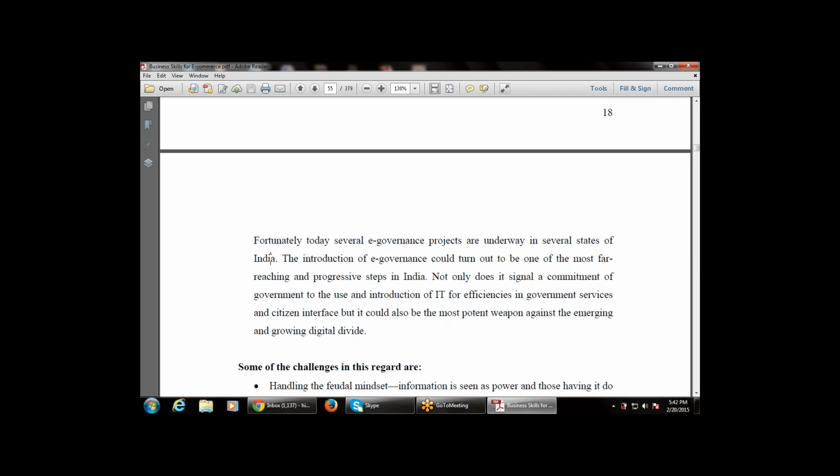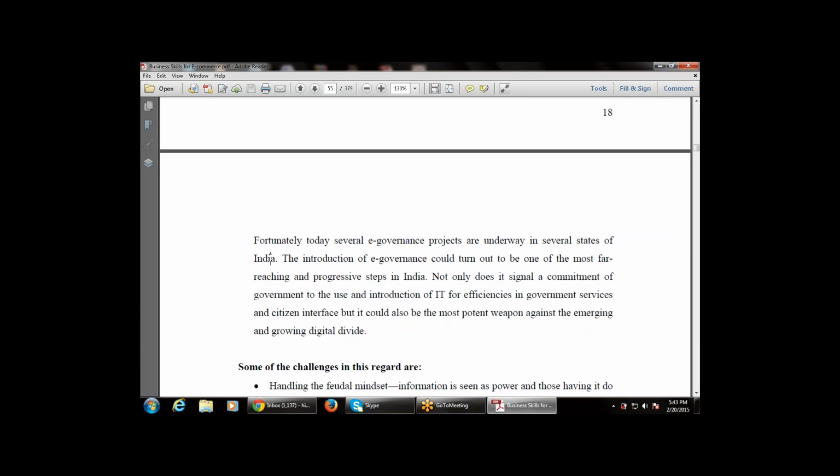Not only does it signal a commitment of government to use and introduce IT for efficiency in government services and citizen interface, but it could also be the most potent weapon against the emerging and growing digital divide.